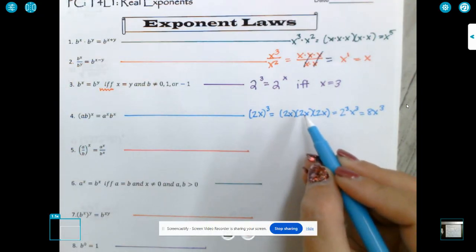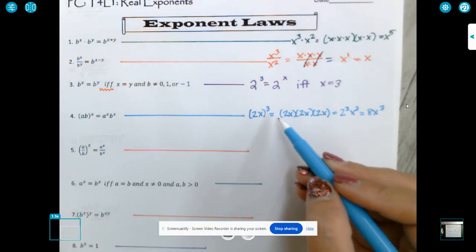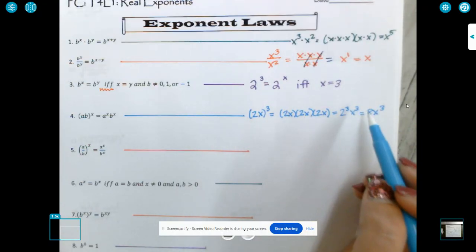Okay, 2 times 2 is 4, 4 times 2 is 8. Notice it wasn't 2 times 3, it wasn't 6. It was 2 times 2 times 2, which gave me 8.